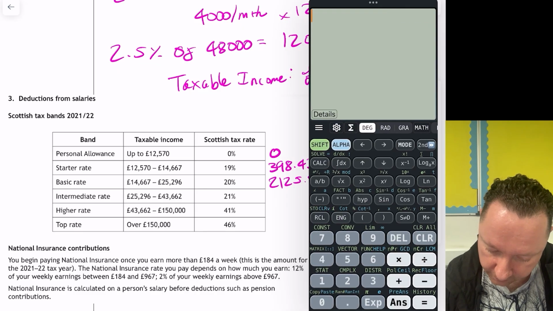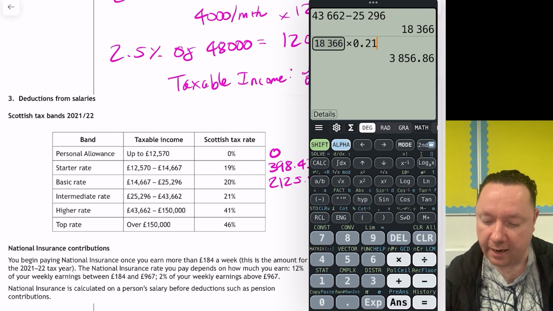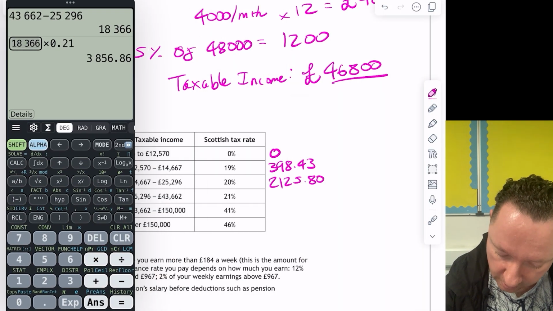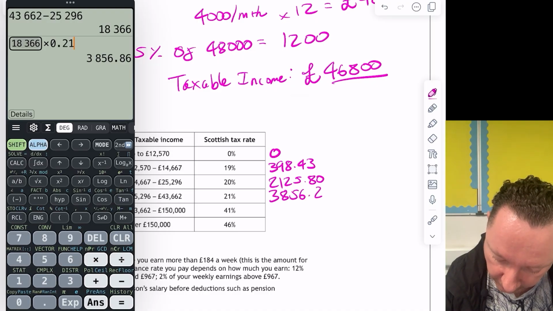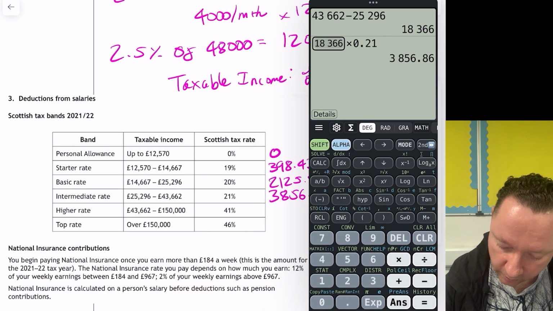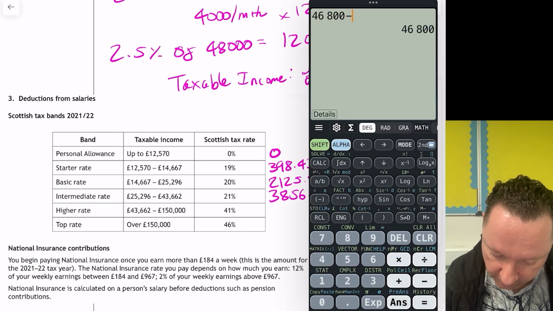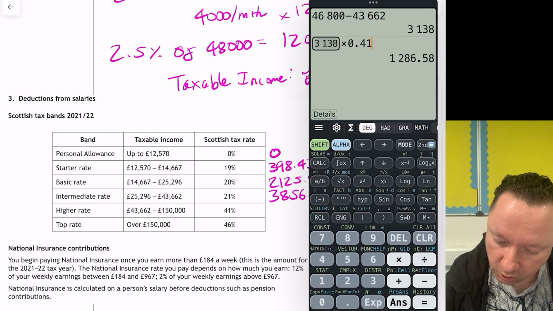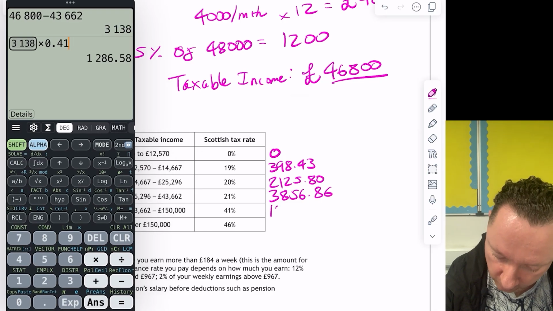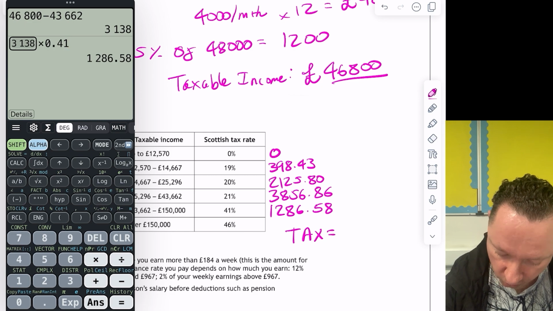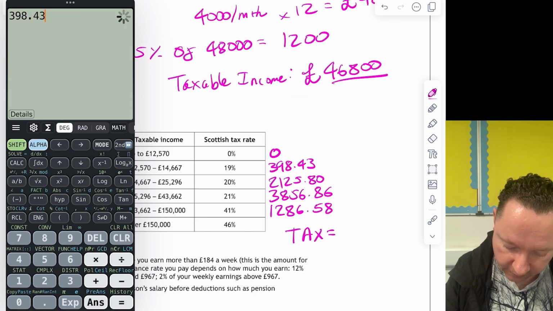The next one, we'll just check our income, 46,800. So yep, we're still going. 43,662 minus 25,296 times 0.21. 3856.86. And then the last one, is where we're in her income, so 46,800 minus 43,662 times 0.41, 1286.58. So her tax equals the total of all the numbers. Make sure you don't make a mistake typing them in.